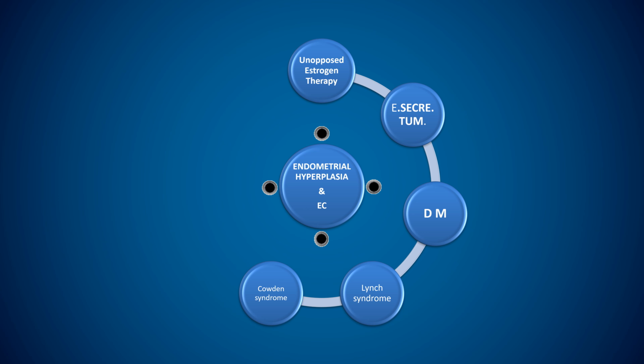Cowden syndrome is a part of the PTEN hamartoma tumor syndrome, a group of disorders caused by mutation in the PTEN gene. Patients with Cowden syndrome have a high risk of both benign and malignant tumors of the breast, thyroid, endometrium, colorectal, kidney, and skin.